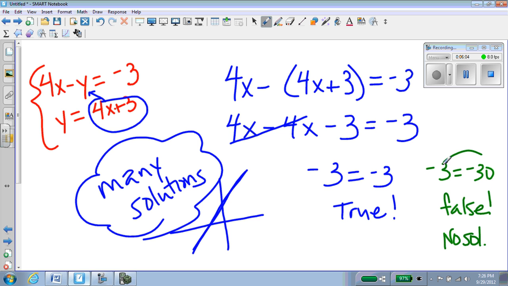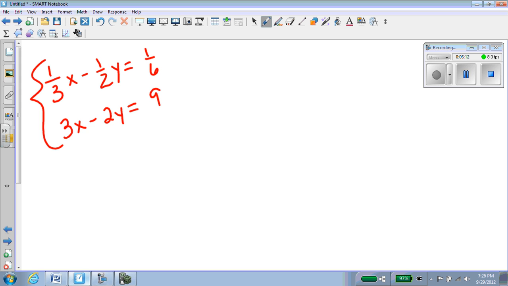Okay, so be on the lookout for things where your x's cancel out. Watch the numbers. Are they true? Many solutions. Are they false? No solution. Okay, one more. Wow, that's a mess, huh? That is a mess. I always like to finish with a mess.